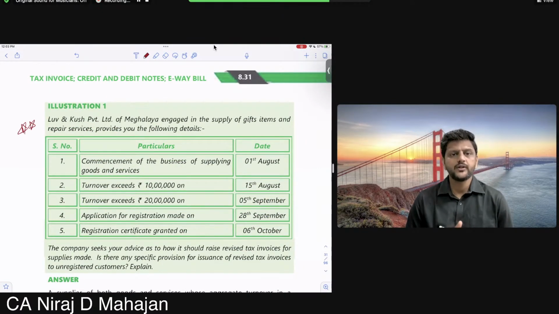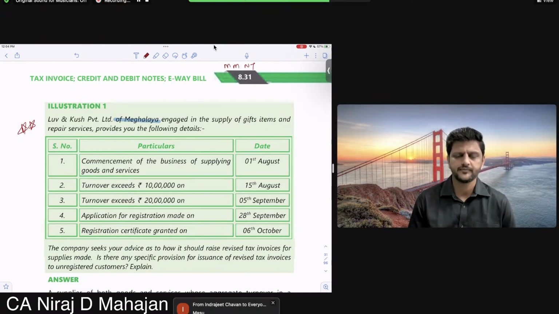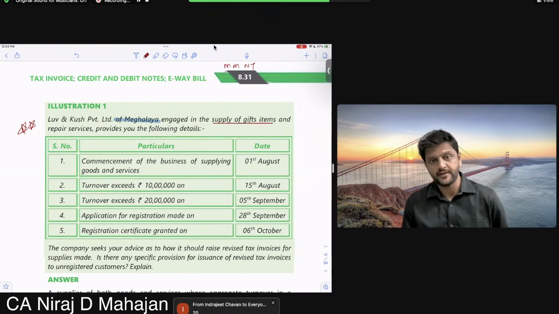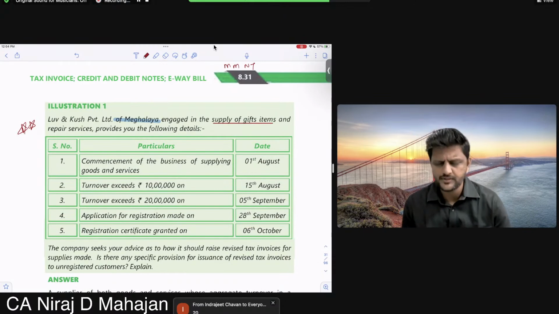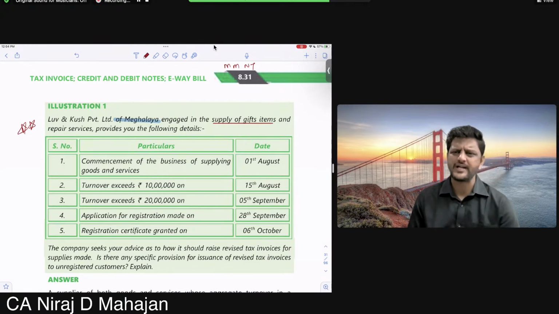Ready? Love and Kush Private Limited of Meghalaya, Manipur, Mizoram. Correct? That was Manipur, Mizoram, Nagaland, Tripura, correct? They are engaged in supply of gift items. They are not gifting anybody, they are supplying gift items. Yes, 20 lakhs, correct. And repair service, both. So goods and services, 20 lakhs.